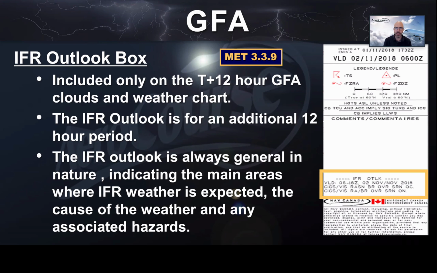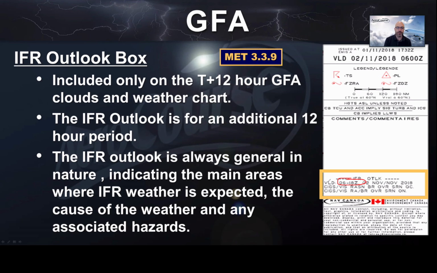Now, what's also important to know is this IFR outlook box makes this GFA last longer. It's not valid for 6 hours like the other charts. This one is valid for 12 hours. It says valid from 6 until 18Z, not 6 until 12Z. So the fact that this little tiny box of nothing information makes this chart valid a lot longer.